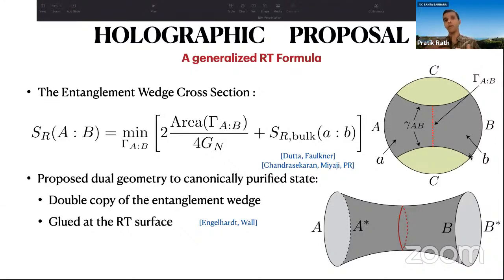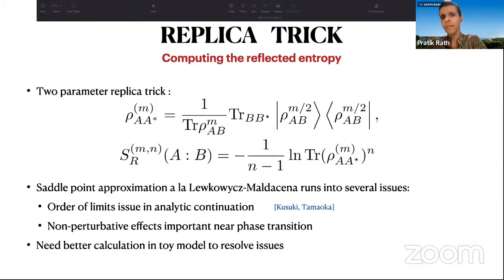And naturally, when we do this process of reflection, we just consider a doubled copy and then glue them together at the Ryu-Takayanagi surface. This gives us a spatial geometry which looks like this cylinder with A and A star on one side and B and B star on the other side. Once you believe that this is the bulk dual to the canonical purification, then the entropy can just be computed by the Ryu-Takayanagi formula. And then the entropy of AA star is just given by two copies of this entanglement wedge. So that's sort of the motivation behind considering this quantity.